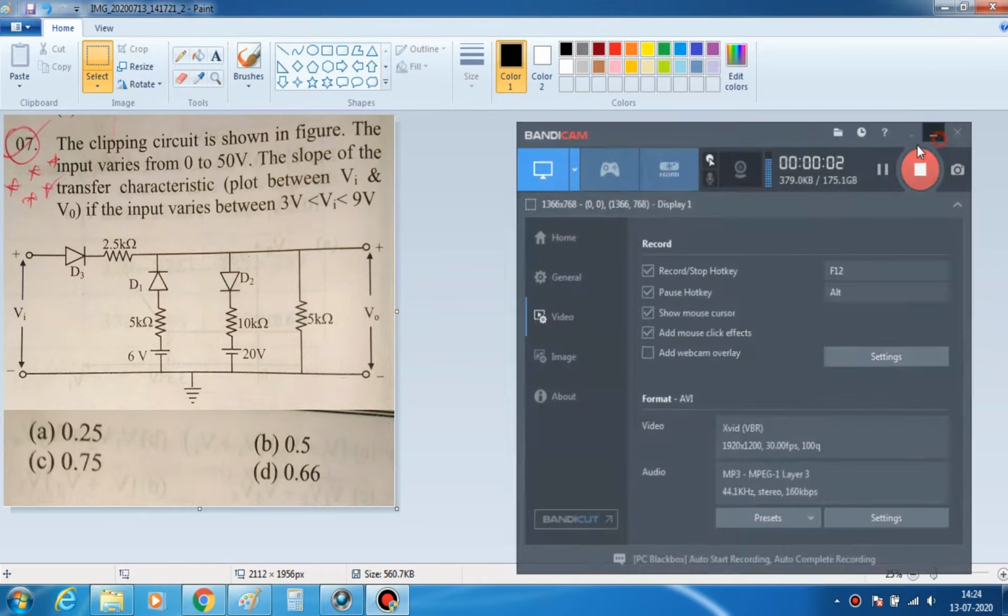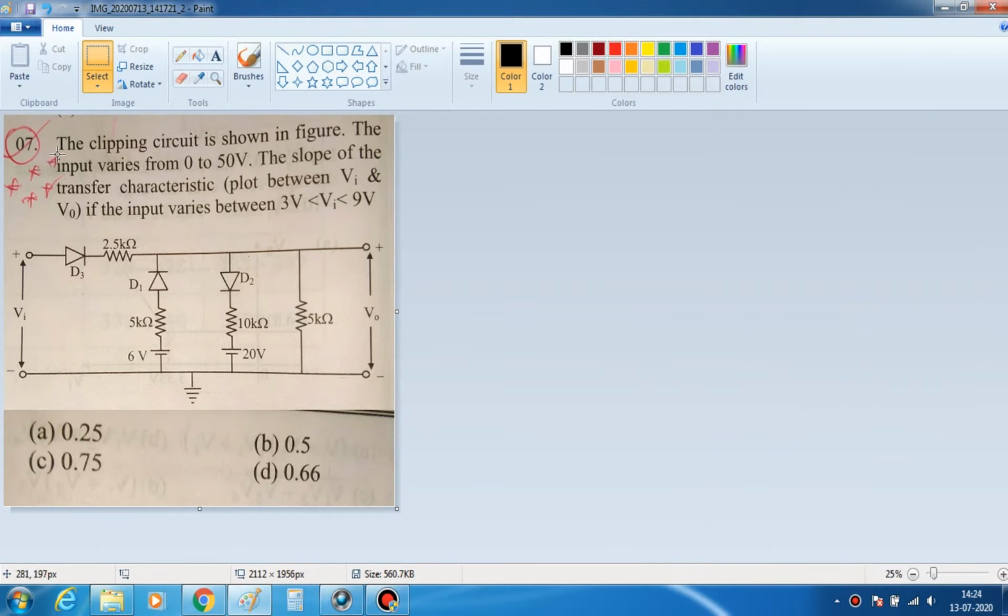So our next question, question number 7. The clipping circuit is shown in the figure. The input varies from 0 to 50 volt. The slope of the transfer characteristics, the plot between Vi and Vout. Okay, that is transfer characteristics. If the input varies from 3 volt to 9 volt, in this particular range you have to determine the slope.